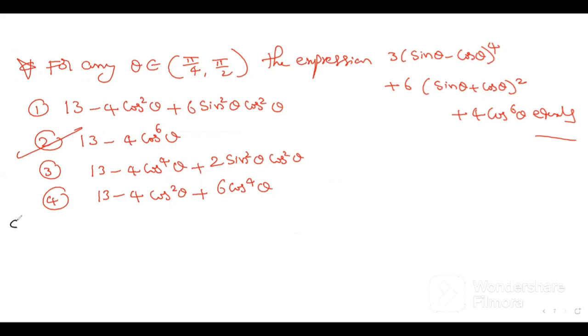Okay, now explain the next question. Where theta belongs to pi by 4 to pi by 2. So 3 times of this value plus 6 times of (sin theta plus cos theta) whole square plus 4 cos to the power 6 theta. How to solve this problem?